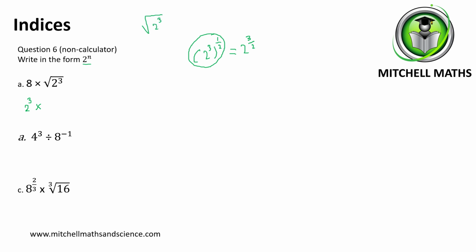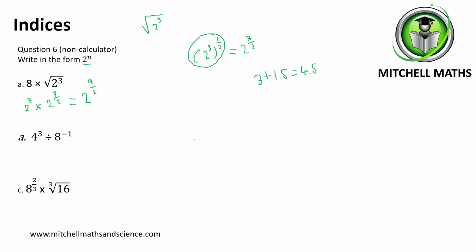That's just writing it in a different form, so I get the square root as an indice as a half. So I'm going to write this as 2 to the power of 3 over 2. And then when you multiply indices together, you add them together. So 3 plus 3 over 2, which is 1.5. So 3 plus 1.5 is 4.5. So you could write it as 4.5, or you could write it as 9 over 2, because the question doesn't tell you to write it as a fraction or a decimal, so either would be fine. 2 to the power of 9 over 2 or 2 to the power of 4.5, either would be acceptable.